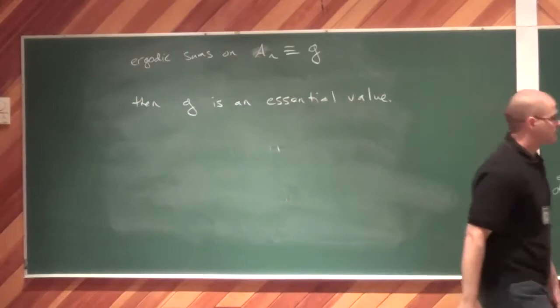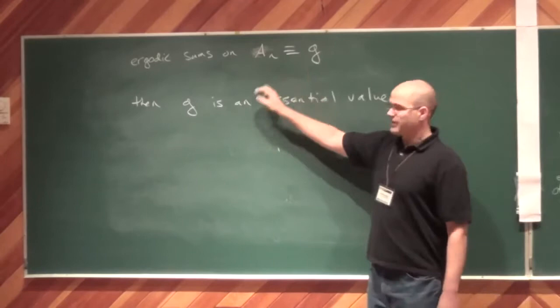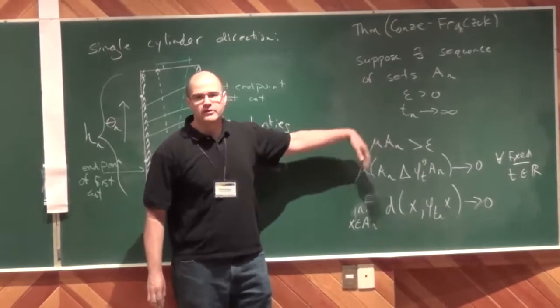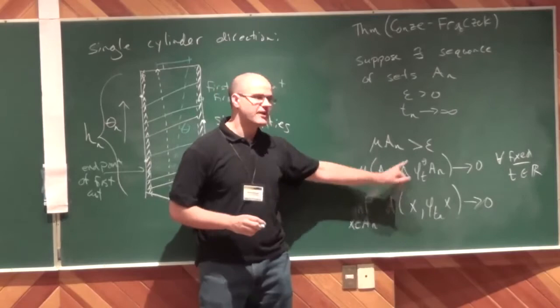You're still requiring very nice things to happen about the ergodic sums. You don't have to deal with arbitrary sets anywhere. You just have to find a sequence of sets. Oh, the underlying transformation has to be ergodic, otherwise it doesn't work. But what you have to show is that the sets are more or less invariant under your flow.